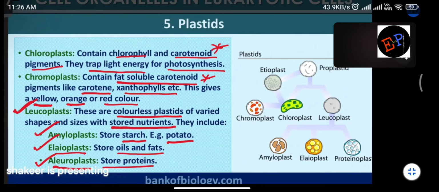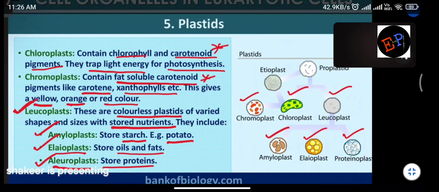So see here some of the shapes and colors of these plastids. These plastids are given. Chromoplast appears like this. Chloroplast. This is the leucoplast. And a leucoplast is again divided into three types. So this is amyloplast, this is elioplast, and this is aleuroplast. Aleuroplast is also called proteinoplast. Are you able to understand?